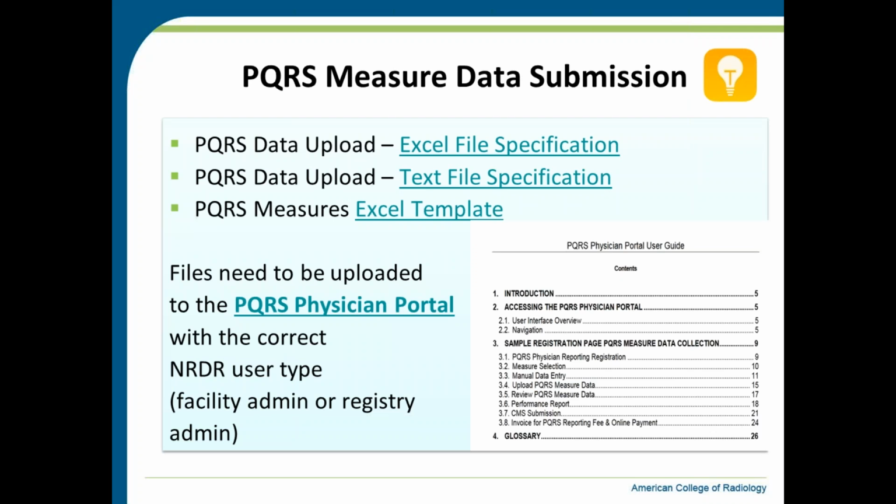Essentially, you are going to submit any of your claims-based measures to us through our NRDR platform. And essentially, we give you Excel templates that will show you exactly what fields are required, what measure information you need to give us. And we also give you specifications explaining what each field means. All files can be uploaded to our PQRS physician portal. Not to worry about the terminology. We're actually going to do a live demo in a short while looking at the NRDR and the physician portals.